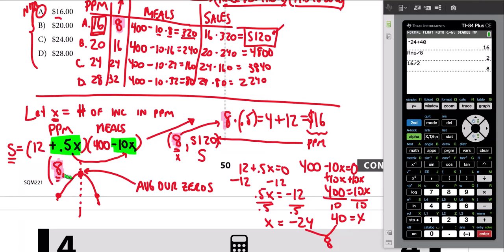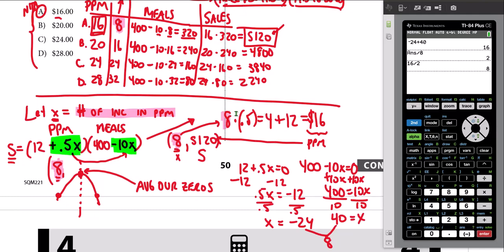Once I know that my vertex occurs at an x value of 8, again, that x value was the number of increases. That's what we set out from the beginning, that x was the number of increases in the price per meal. And so I would do the same thing I just did over here. I would multiply the 8 by the 0.5 dollar or 50-cent increases. I would get 4. I would add the 4 to the 12 and I'd get 16.